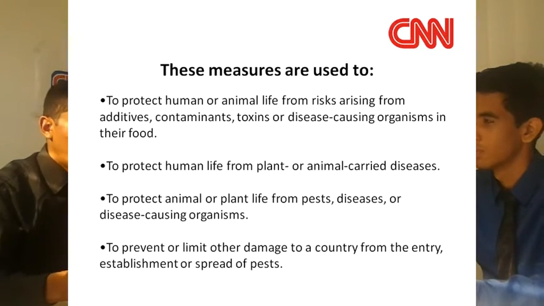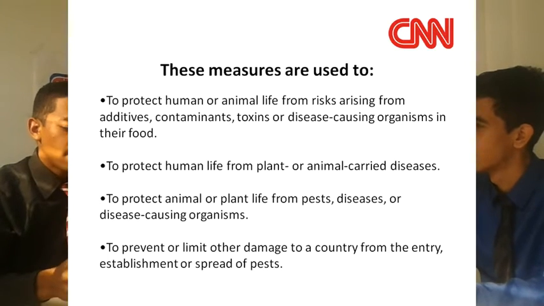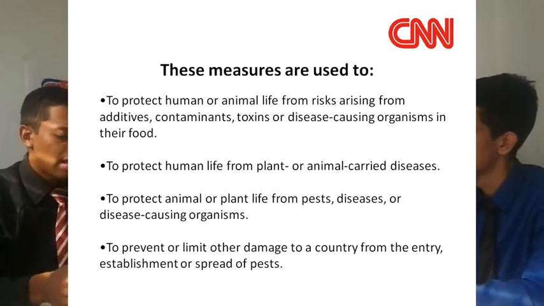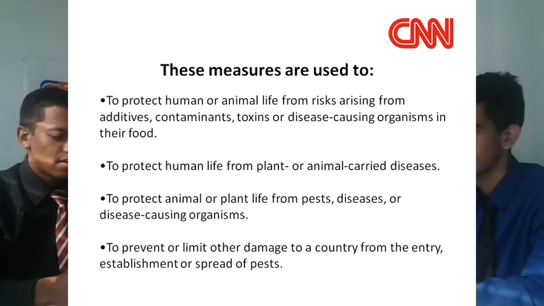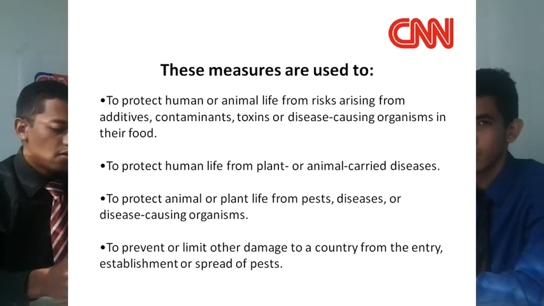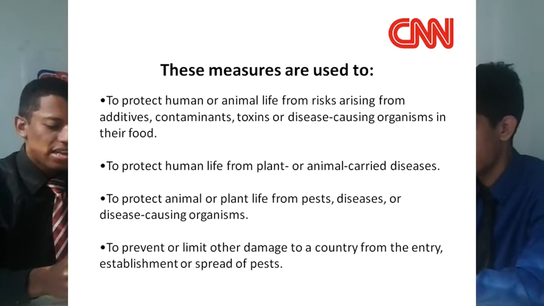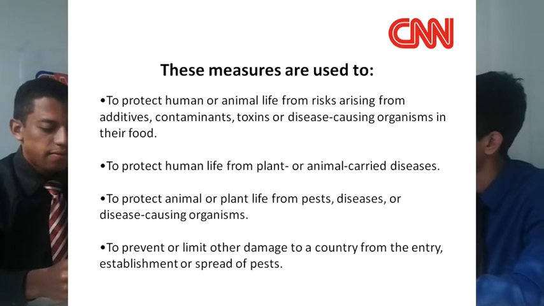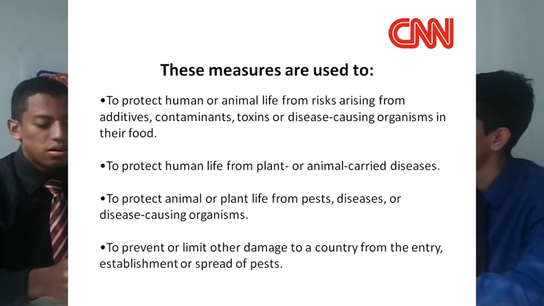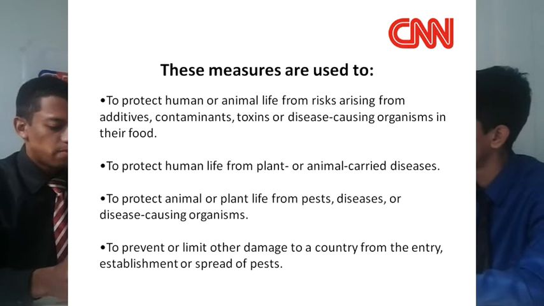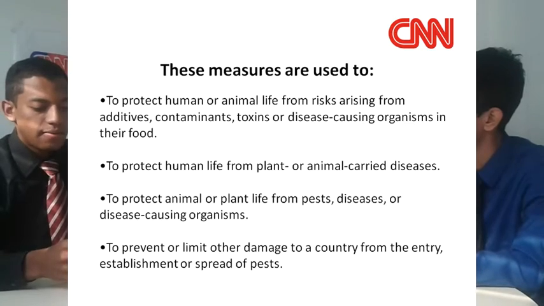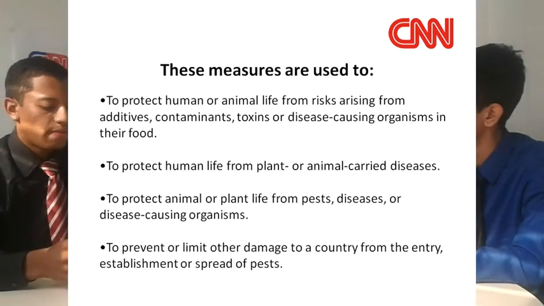I'll do a summary for the audience to see where the agreement applies its measures. Please look at the screen. These measures are used to protect human or animal life from risks arising from additives, contaminants, toxins, and disease-causing organisms in their food, to protect life from plant or animal-carried diseases, to protect animal or plant life from pests, diseases, or disease-causing organisms, and to prevent or limit other damage to a country from the entry, establishment or spread of pests.